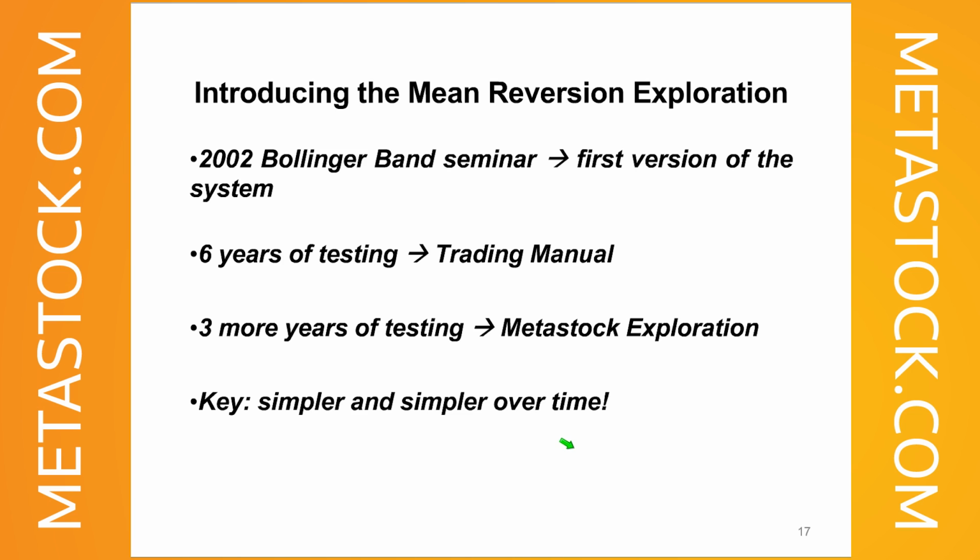And one of the nice things about the system in its development stages is that over time it has gotten simpler and simpler, which is, I think, a testimony to a good system. If you have too many indicators, too many factors that it has to fulfill, too much complication, you may end up with a system that's just more work than it's worth. And this particular mean reversion system that I've been using now for a number of years is very simple, very simple.